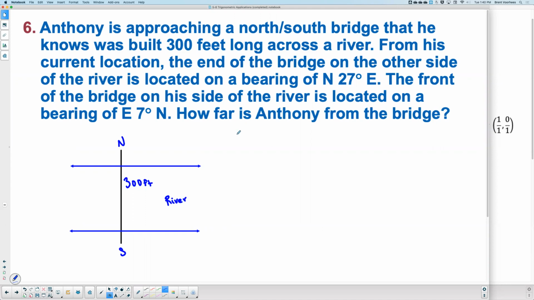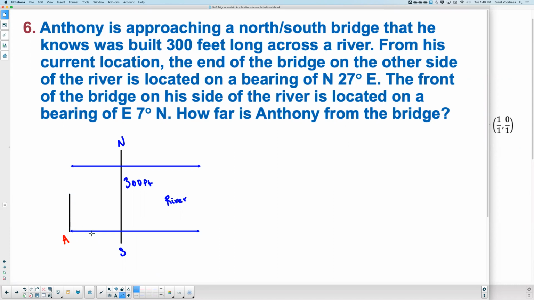From his current location, at the end of the bridge on the other side of the river, so let's just say he's somewhere over here, then this for the bridge across this side of the river is located on a bearing of north 27 east. Okay, so we have a direction. So for a moment, I'm just going to say, here's this person A here for Anthony. And he looks across and it says north 27 east. So from his location, let's just put him right there at the arrow.